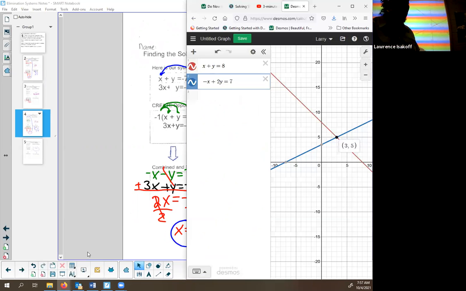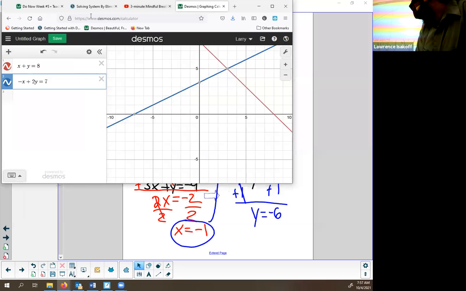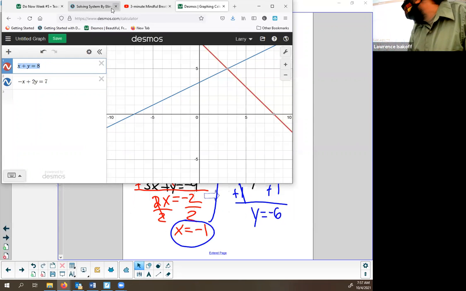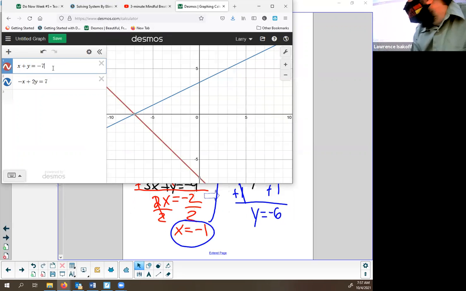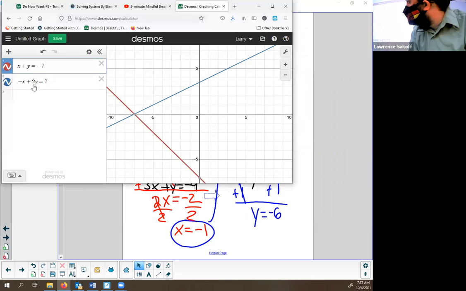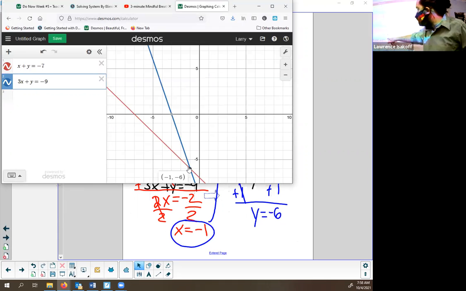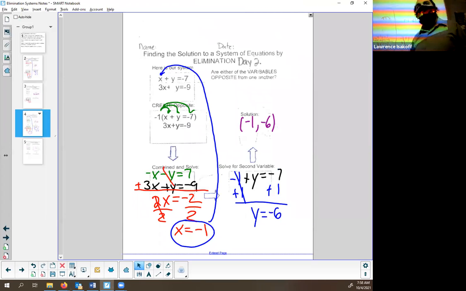Okay, let's take a look at this one. So that's x plus y equals -7. That was the first line. The second line, 3x plus y equals -9. And if I click on where they cross again, we get -1, -6. That's the same answer I got here.